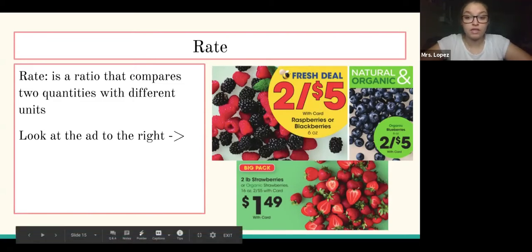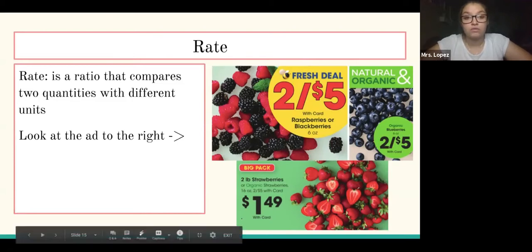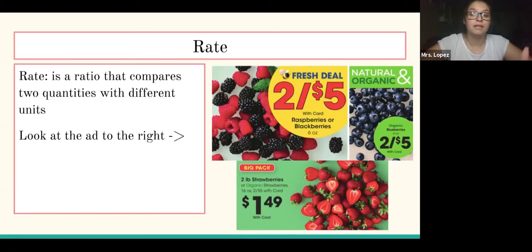Then if you look at this strawberry one on the bottom, you're going to pay $1.49 for 2 pounds of strawberries. So that is also another rate. For every 2 pounds of strawberries, you're going to pay $1.49. So a rate is a ratio that compares two quantities with different units, money to pounds or money to ounces.